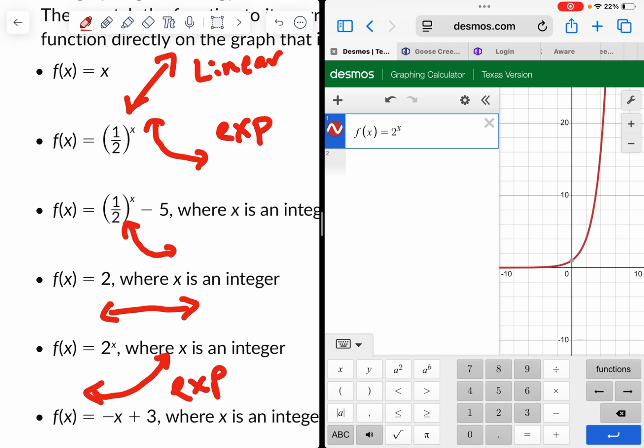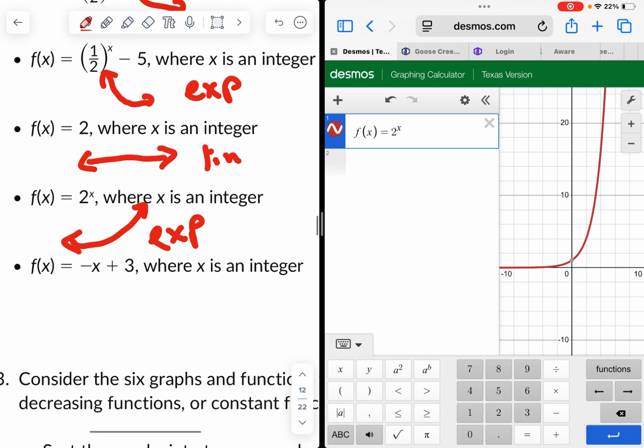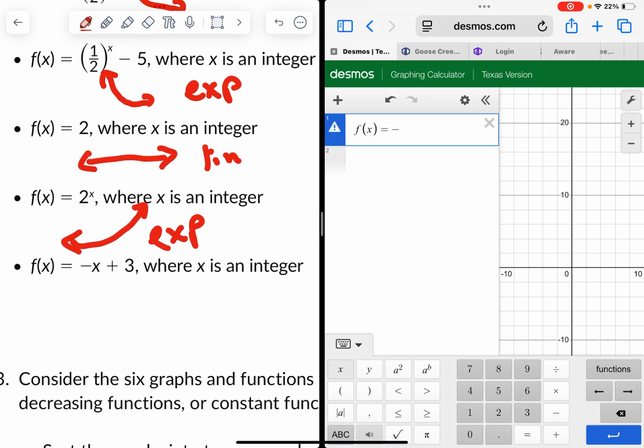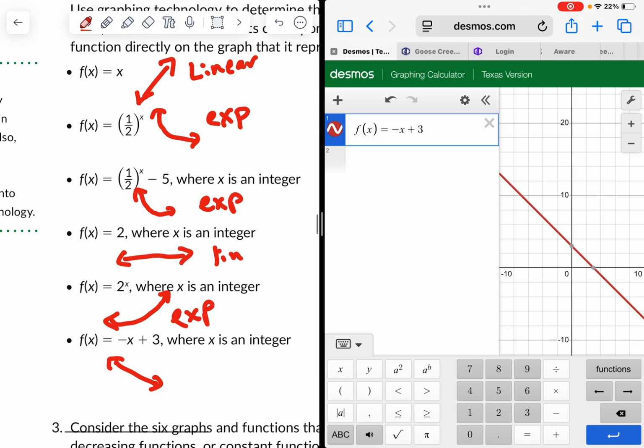So exponential, this one's linear, exponential, okay? And then negative x plus 3. Okay? And that one is just going to be linear. Now, I want you to notice something about these, okay? The ones that were exponential, I want you to notice that all of them have an exponent, and it's an x. Anytime x is your exponent, you get an exponential function.